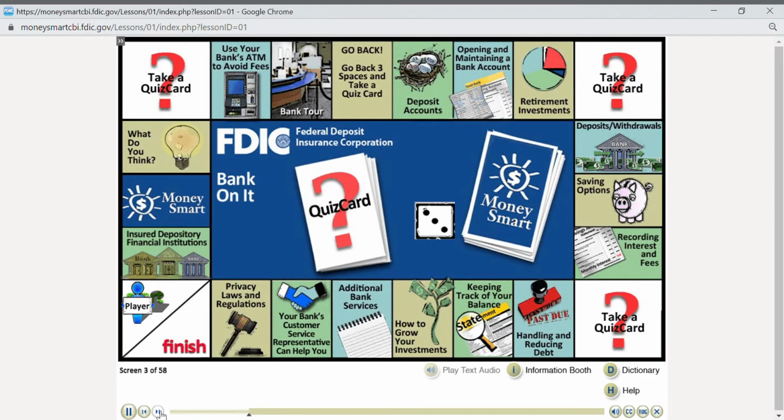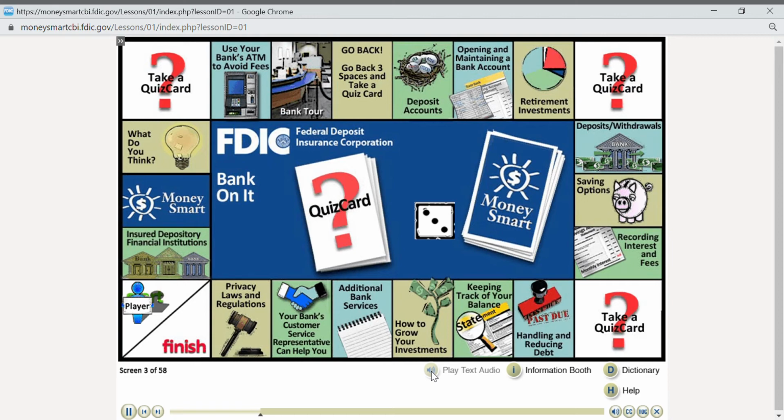Welcome to Bank on It. By taking this lesson, you are taking an important first step towards building a better financial future for you and your family. It all starts with understanding the basics of personal finances. The Bank on It lesson provides an overview of banking services. It is designed to help you build a positive relationship with financial institutions such as banks, thrifts, and credit unions.